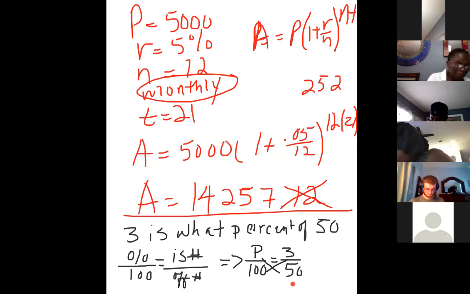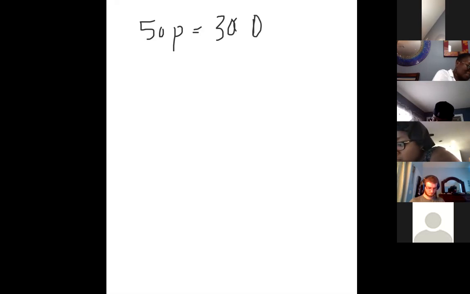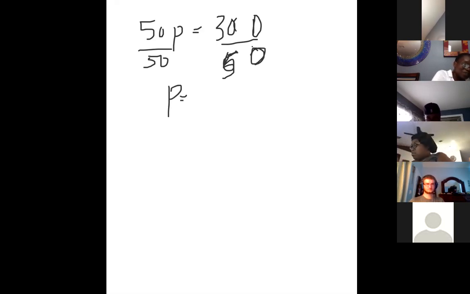All right. So when you cross multiply, you're going to get 50p is equal to 300. And you want to go ahead and divide both sides by 50. My pen is not wanting to write here. That's pretty messy. All right, so P is equal to? What's the answer, guys? 6. And remember, this represents a percent, so this is reflecting 6%.